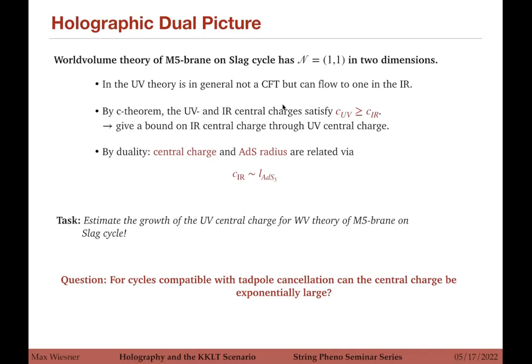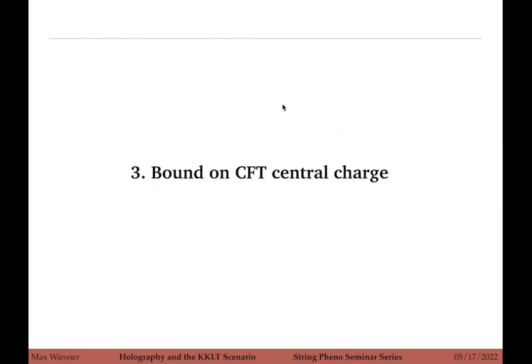The question more precisely is, for cycles that are compatible with the tadpole cancellation, so in principle we cannot take arbitrarily big cycles, how can the central charge be exponentially large, which would mean that we can get exponentially large AdS vacua from these kind of branes. So let me, sorry, argue.